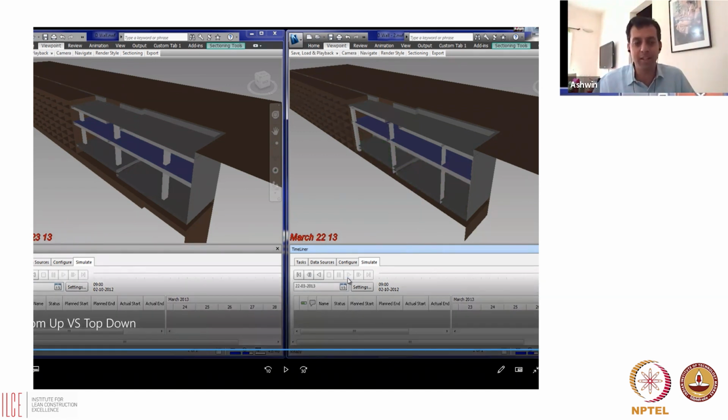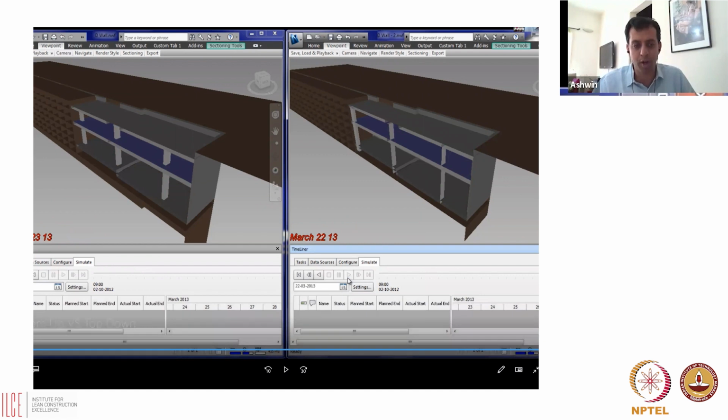How am I simulating this? I'm building something called a 4D model where I take the 3D structure, but instead of showing it to you in one shot, I attach the structure with a schedule and I run a timeliner, and based on the schedule, items show up when they are actually installed. So it gives you the feel of actually seeing an animated construction sequence.